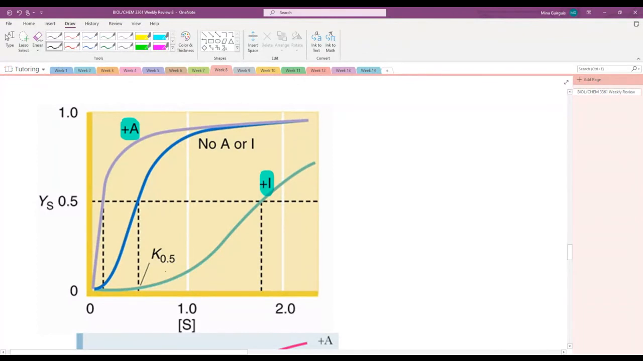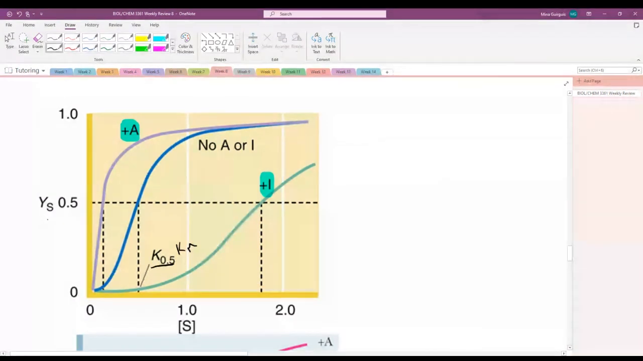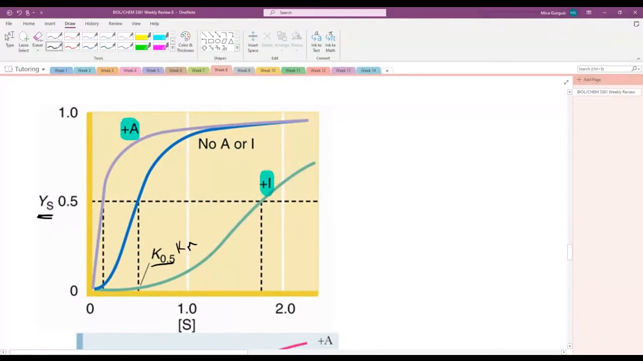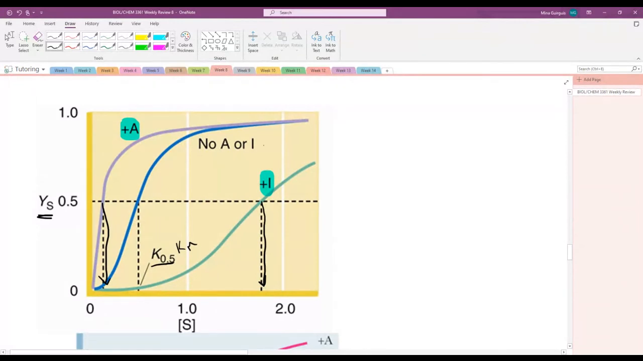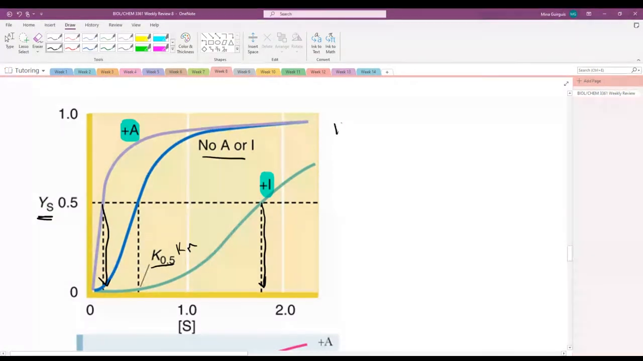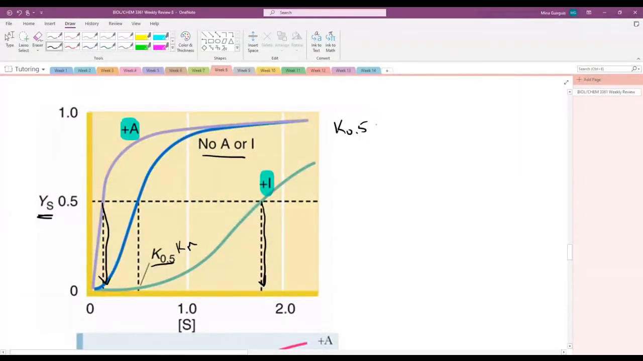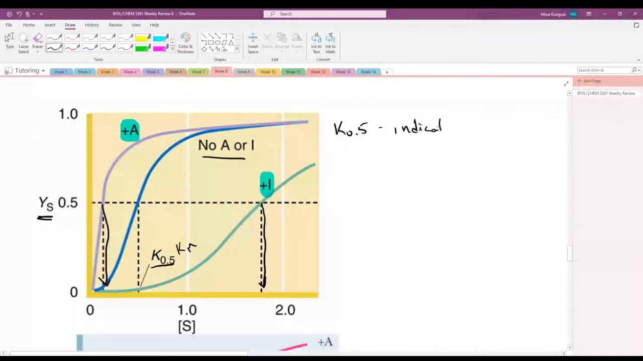So just a quick recap, K0.5 or Km, whatever we want to call it, is the point at which we have 50% of the reaction rate, or if we were dealing with hemoglobin, it would be 50% binding, or whatever the case may be, okay? So Km is way over here when you have an inhibitor. It's way back here when you have an activator, and it's in between the two when you have just the regular enzyme. Okay, so let's review what K0.5 or Km is. It's an indicator of affinity.